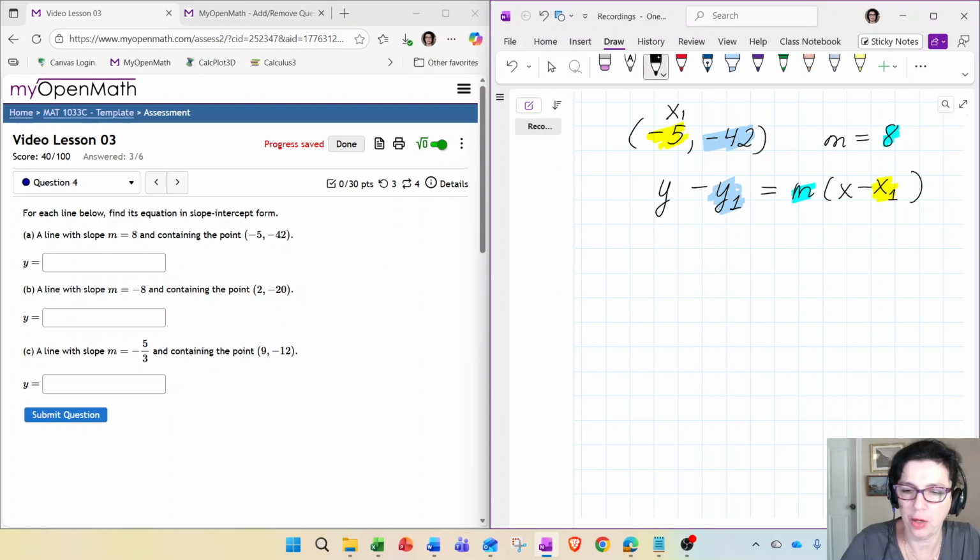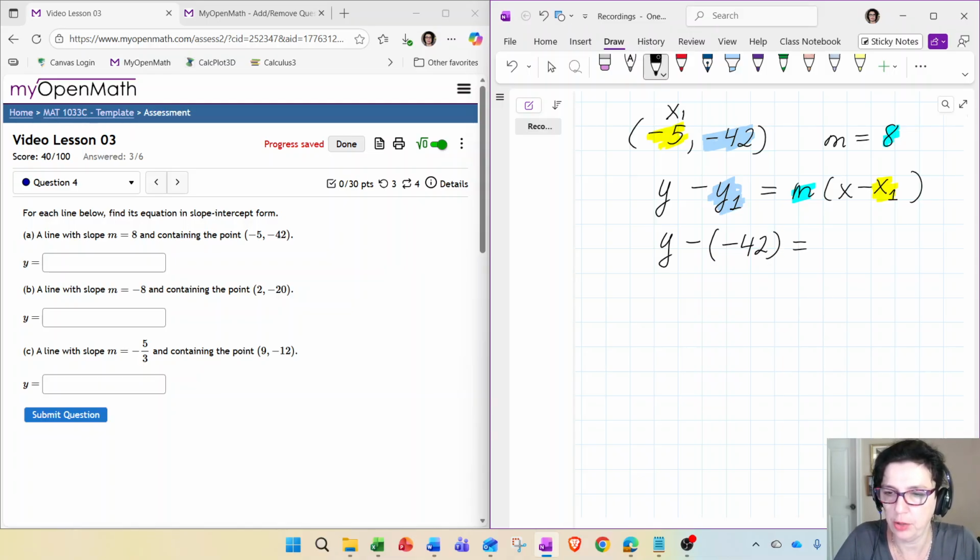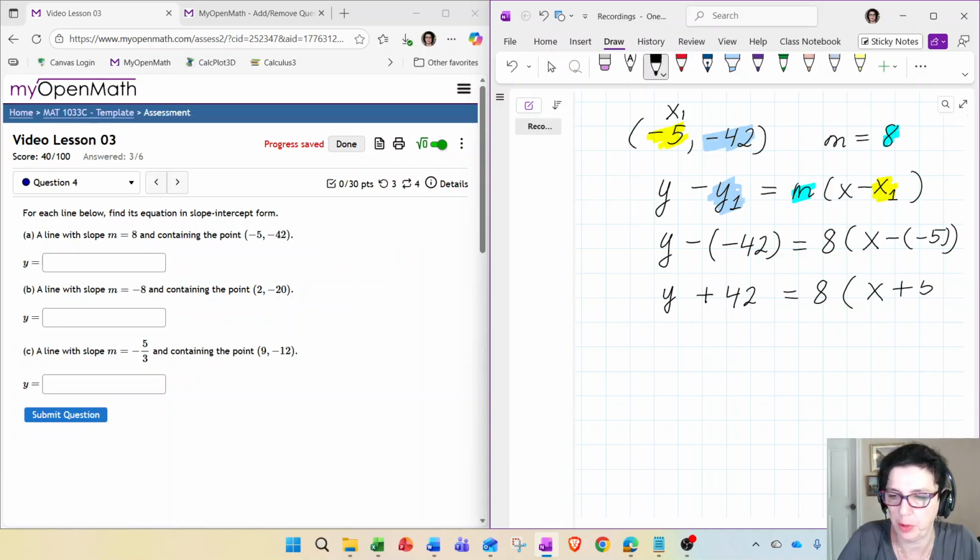Okay, so let's carefully do that. So we're going to do y minus, instead of y1, we're going to put -42. Anytime you are substituting a negative, you're going to put it in parentheses. Okay, then that's equal to slope times x minus x1. So that's -5. Okay, now let's go ahead and work on this a little bit. Whenever you are subtracting a negative, remember, two minuses make a plus. So that would be plus 42 equals 8 multiplied by x, and minus minus again gives you a plus.